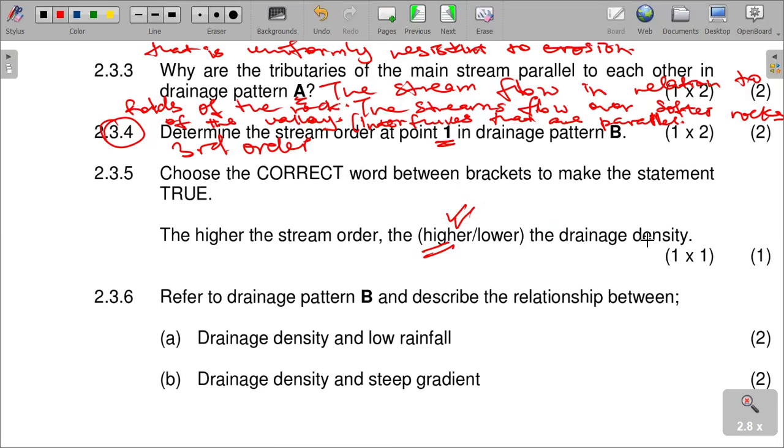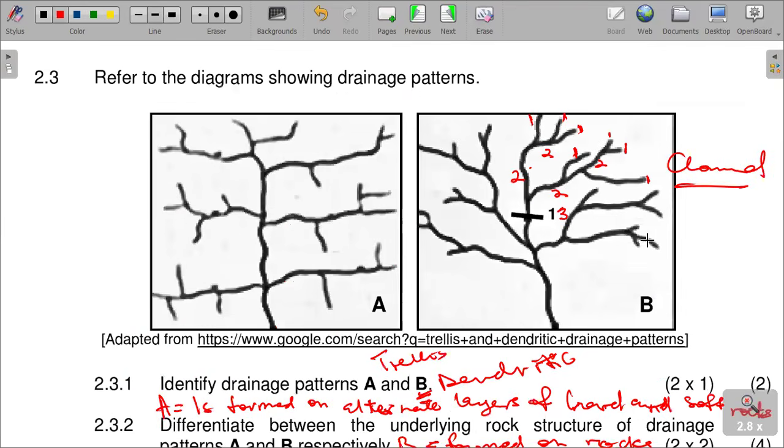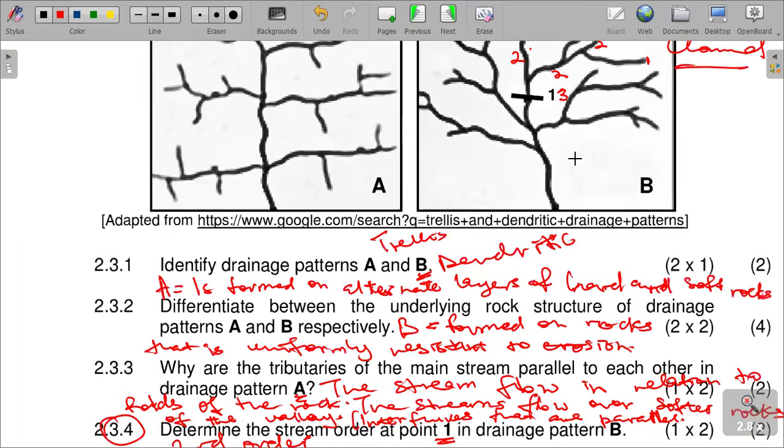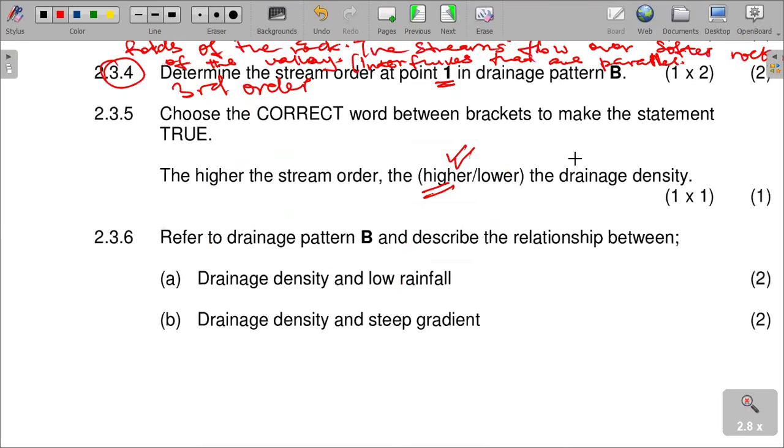As you can see, to say that the higher the stream order, we are saying the density is also connected, or it's also defined, by the stream order. So the higher the stream order, the higher the what? The drainage density.